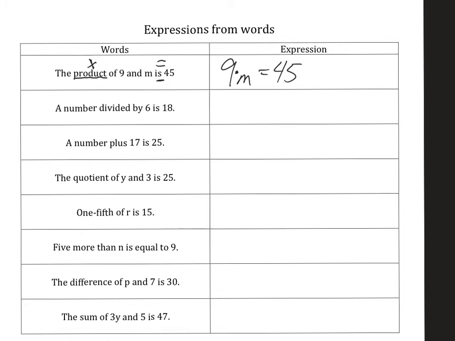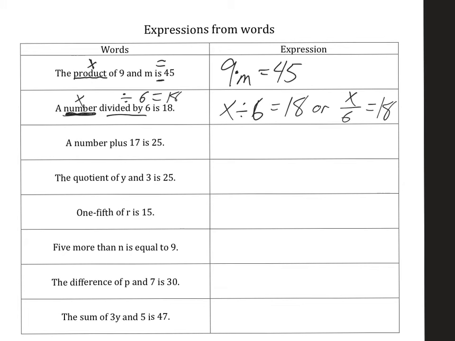Okay, so a number, what do you think that I want to put there? A variable, so I'm just going to call this number x. A number divided by 6, so divided by, we already know, that's this symbol, is, what does this mean again? Equal sign, is 18. So x divided by 6 equals 18. Or we could have written it as x divided by 6 equals 18. You could write it as a fraction. That's the same thing. A number plus 7 is 25.